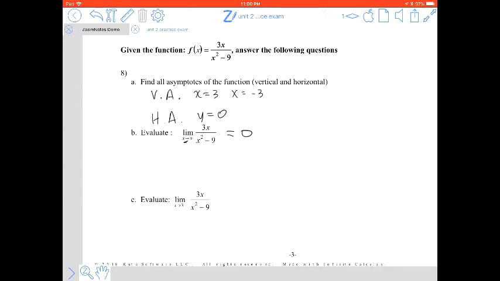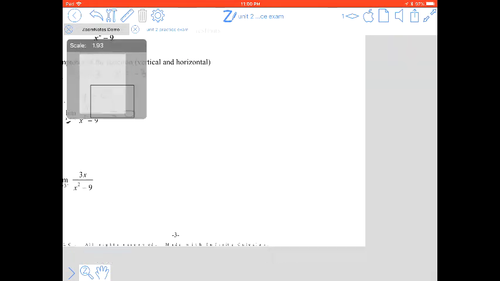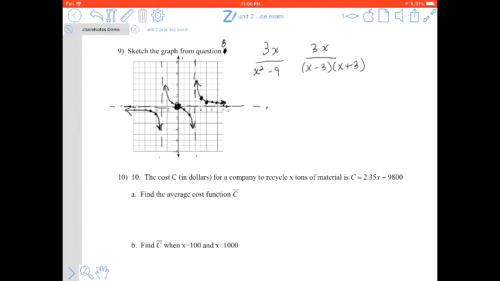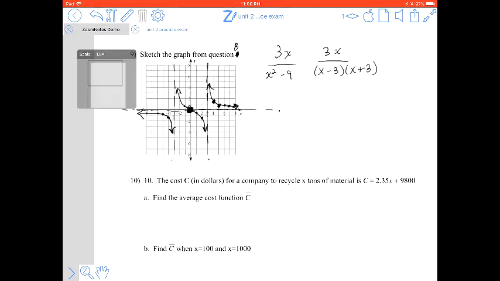Now part C, the limit as x approaches 3 from the negative direction. So as x approaches 3 from the negative direction, here's where x equals 3, right here, and we're approaching from the negative. That means we're coming from this side, where I'm making this a little bit darker, so you can see as I'm approaching 3 from the negative side, the graph is going down to negative infinity.